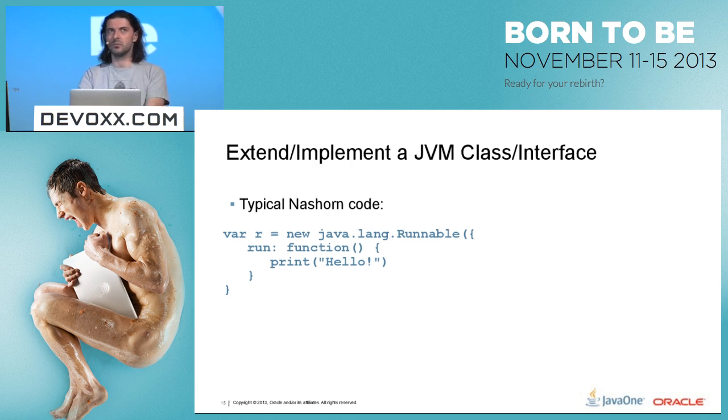Okay, so what else can you do when you are working with Java? Sometimes you need to extend Java classes or implement interfaces. Well, this is typical Nashorn code; you saw it in the previous action listener example as well. You can just say new java.lang.Runnable, pass it an object literal, and in the object literal you can have properties that are functions that implement the methods in the interface. It doesn't even have to be an object literal, right? It can be an expression. You can build that object separately and then just pass it to the constructor.